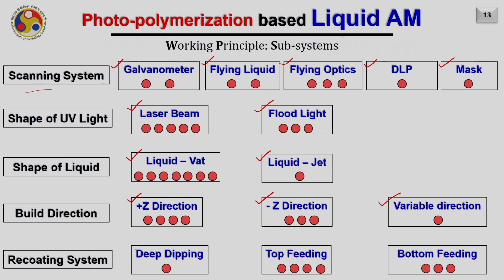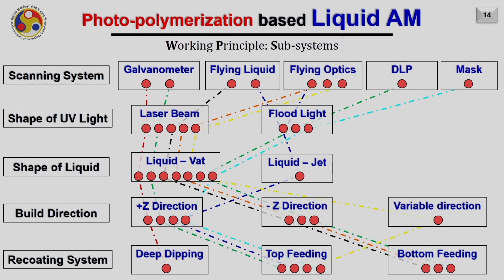And the last one is the recoating system. It could be deep dipping, top feeding or bottom feeding. Now if you pick any commercially available additive manufacturing machine, you will be able to find a subsystem here, and you can connect the thread between the different subsystems, and hence a particular machine will be available. Now let me just show you the different types of machines available in the market.